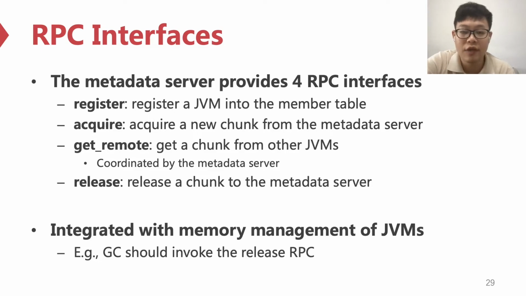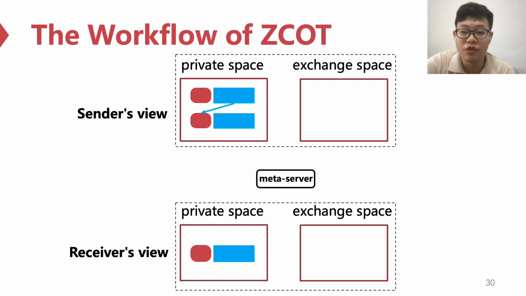Since RPC interfaces manage the memory in a distributed environment, they need to be integrated with the memory management of individual JVMs. For example, the garbage collection of a JVM should invoke the release RPC when it finds that all objects in a chunk are no longer reachable.